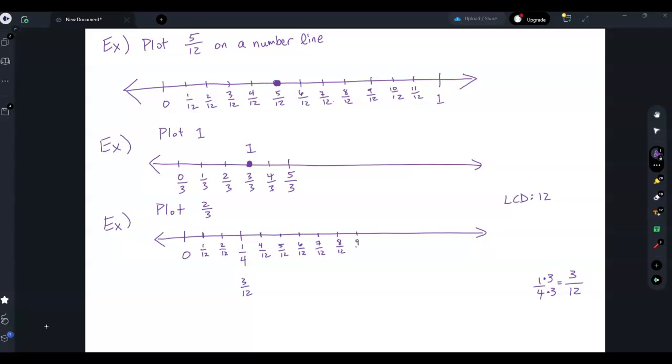And I might go ahead and just go out to 12/12 or 1 whole, although technically I only need to go out as far as the one I'm trying to plot, which is 2/3. So 2/3, when I want to plot, if I wanted to get that to have a common denominator of 12, I would have to multiply the 3 there by 4, which means I'd do the same thing to the top. So that's really 8/12. So 8/12 is really equivalent to 2/3.